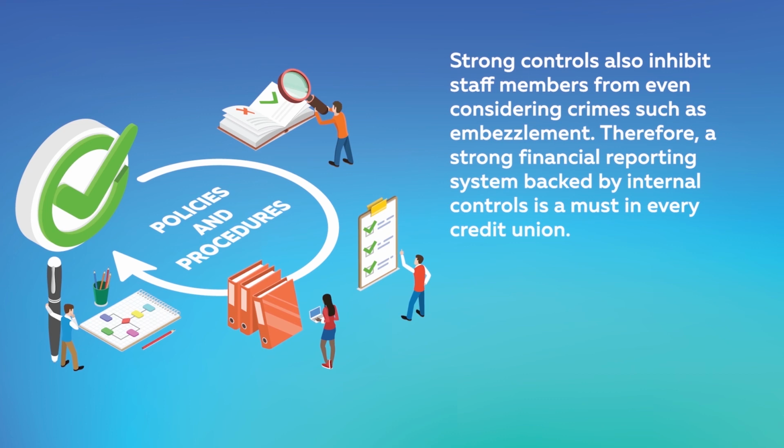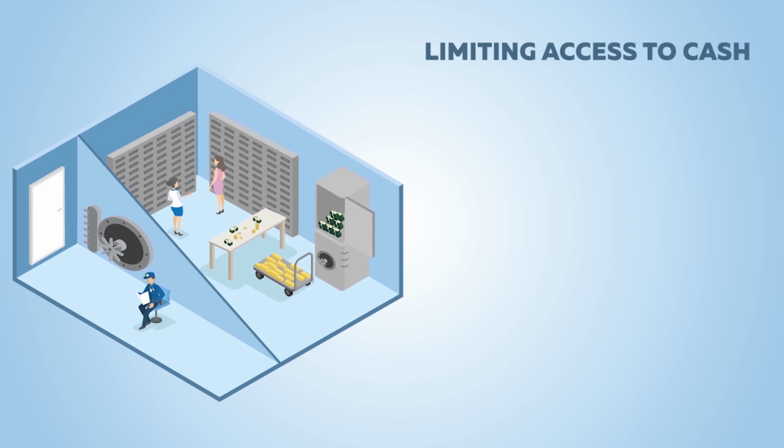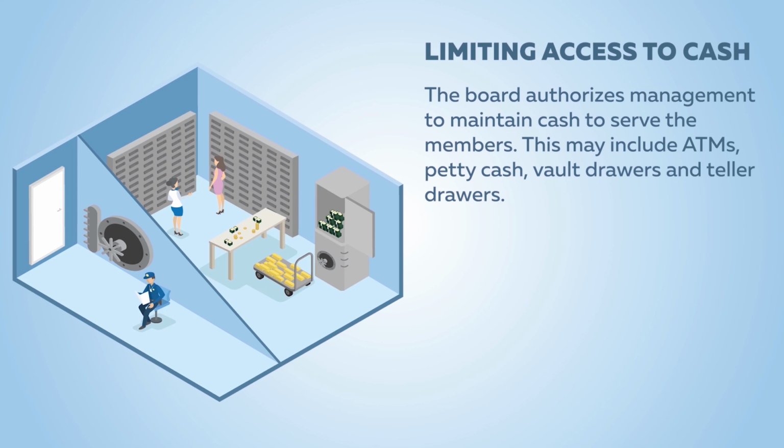Now, let's talk about what types of internal controls credit unions should implement. One is limiting access to cash. The board authorizes management to maintain cash to serve the members. This may include ATMs, petty cash, vault drawers, and teller drawers.